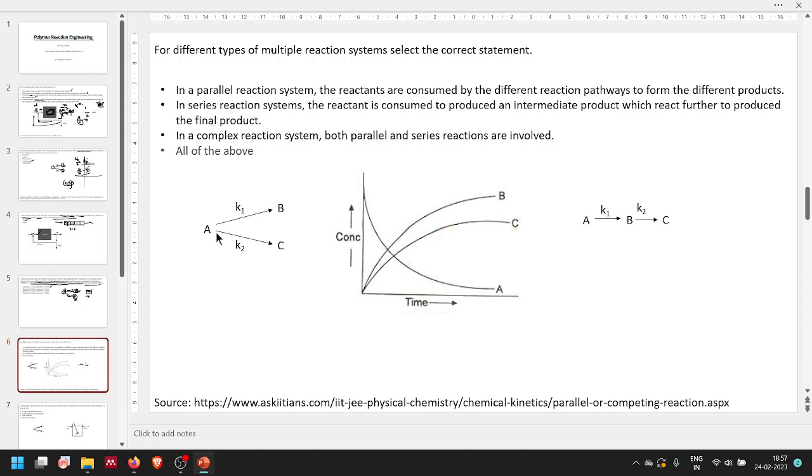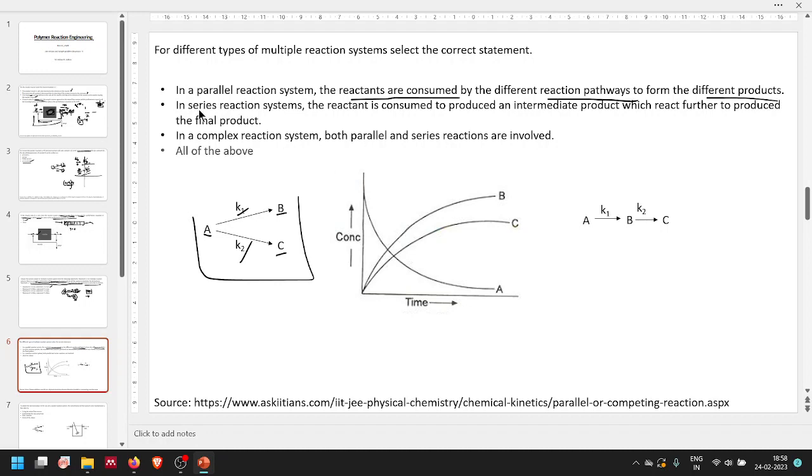Now, the schematic shows the parallel reaction system. You have A as your reactant, which is forming B and C, with K1 and K2 being the rate constants for the different reaction schemes of B and C. So the reactants are consumed by different reaction pathways. It might be possible that the formation rate of B is faster than C, so the consumption of A towards formation of B will be faster than C, and that's why the reactant will have different reaction pathways to form different products.